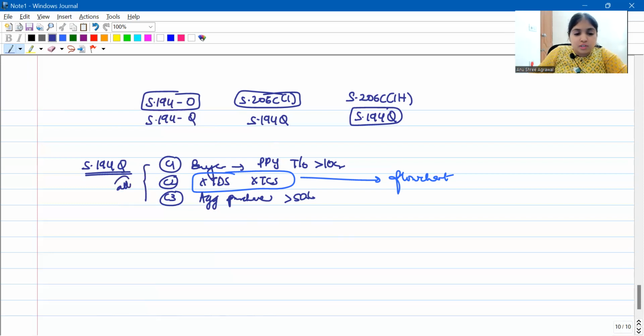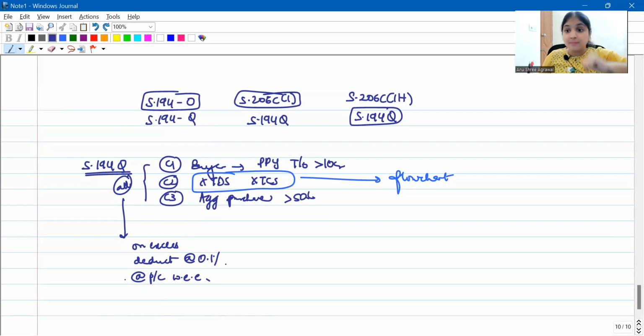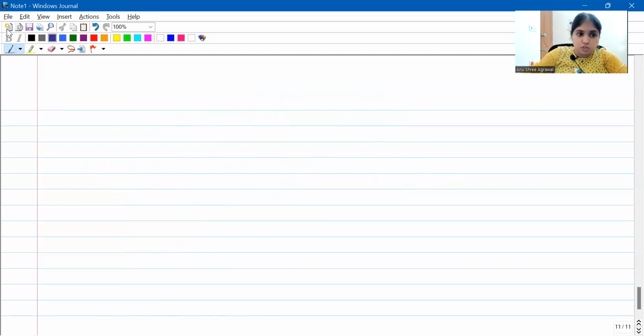So if all these conditions are fulfilled, then on the excess, the buyer will deduct tax at the rate of 0.1%, at the time of payment or credit, whichever is earlier. If payment is earlier, we will include GST component also. If credit is earlier, we will not include GST component. Simple 3 conditions. Okay, now let us look at this flow chart.